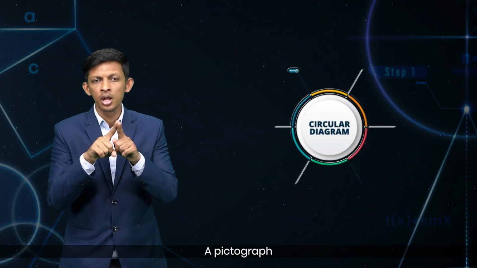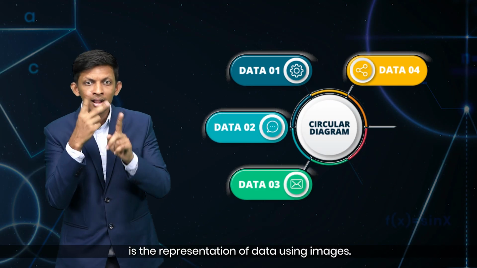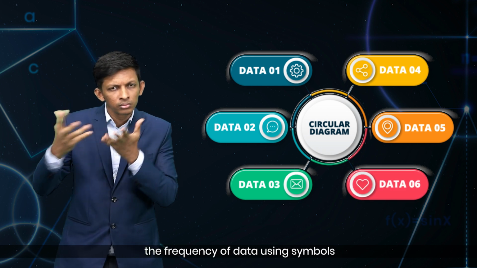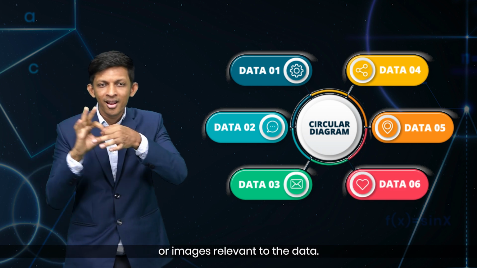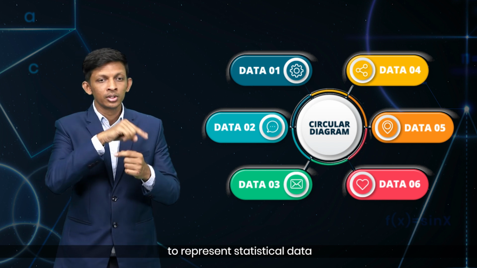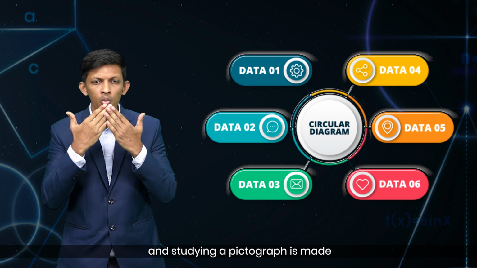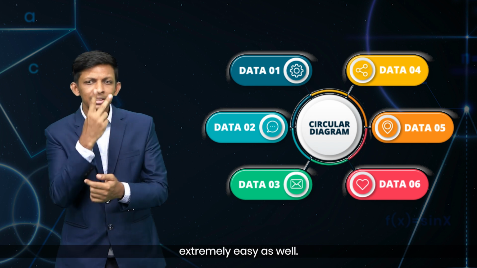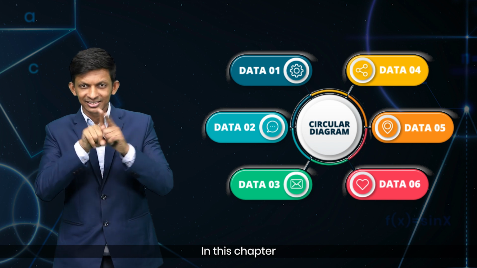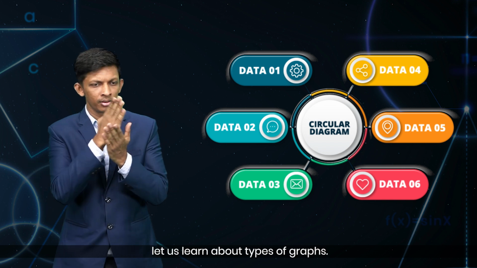A pictograph is the representation of data using images. Pictographs represent the frequency of data using symbols or images relevant to the data. This is one of the simplest ways to represent statistical data, and studying a pictograph is made extremely easy as well. In this chapter, let us learn about types of graphs.